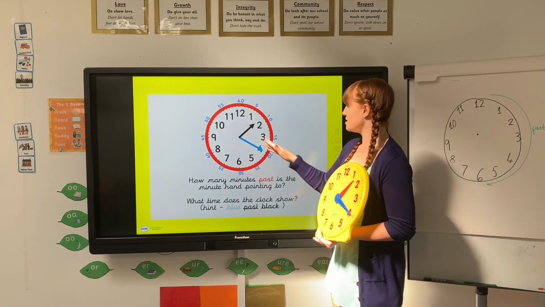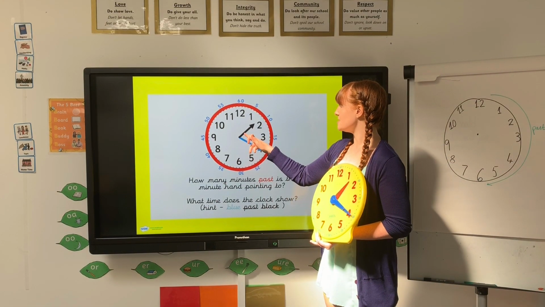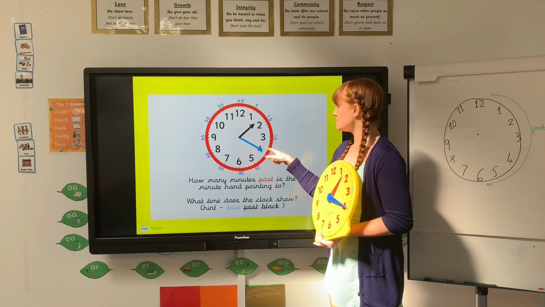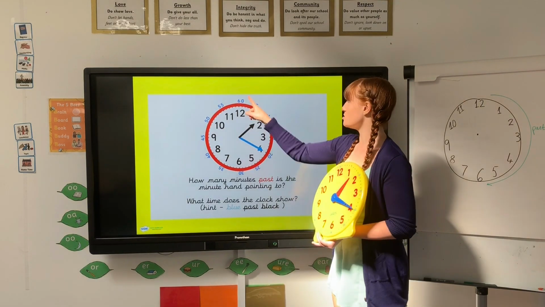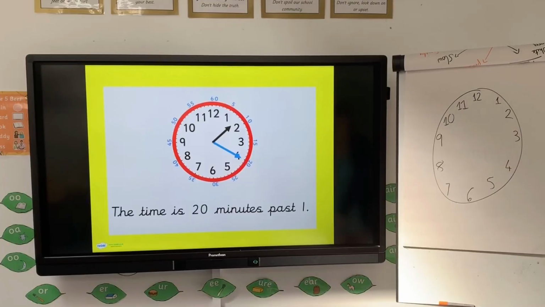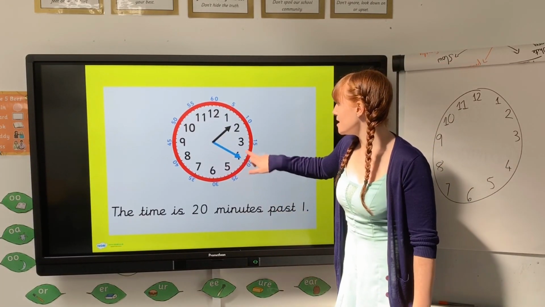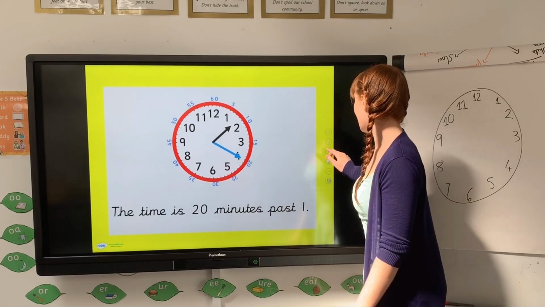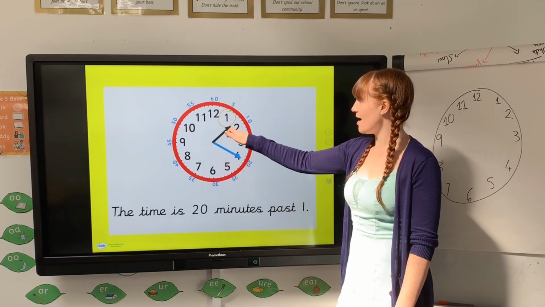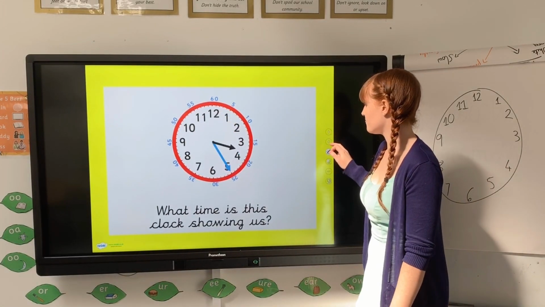So this one, we can see the hour hand is past the 1, but not past the 2 yet. We can see that the big hand is pointing at the number 4. So we start at the top, 5, 10, 15, 20. So you can see that it would be 20 minutes past that 1. So 20 minutes past 1 because that hour hand is just past the 1.